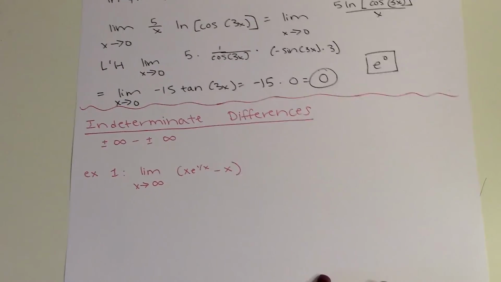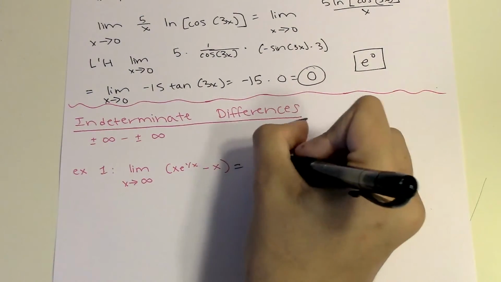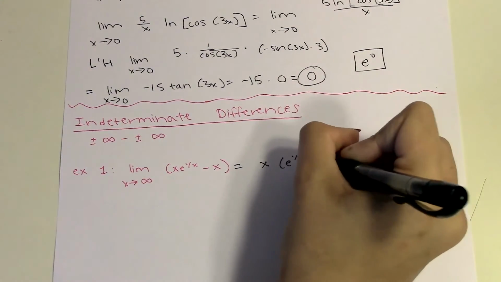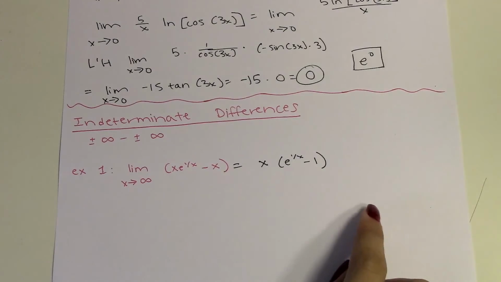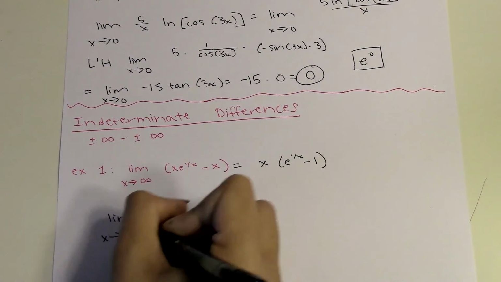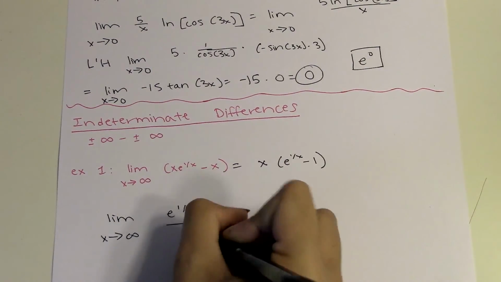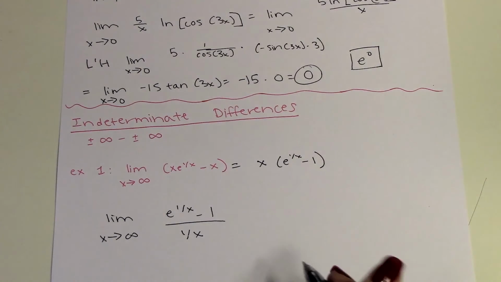Now, final thing, indeterminate differences. So here, all we have to do to solve this is factor out an x, and from here, just make this a product. So we already know how to work with those. So we're going to change this to e 1 over x minus 1 over 1 over x. So keep this numerator, make this the denominator. And from here, just use L'Hopital's rule to solve.